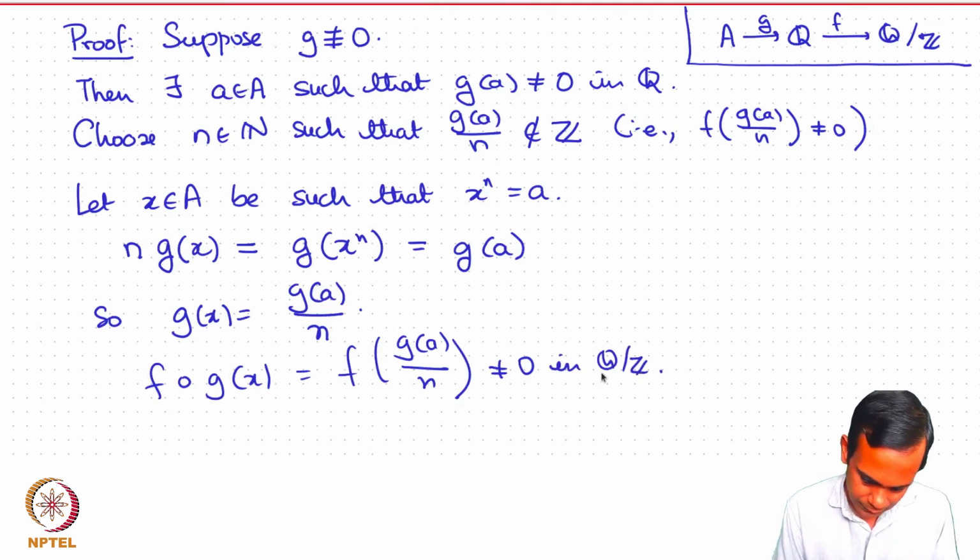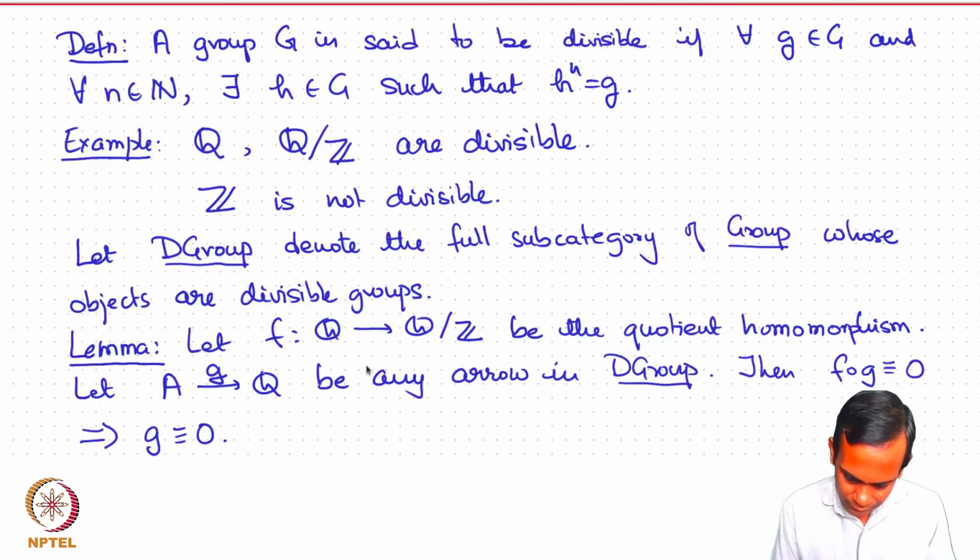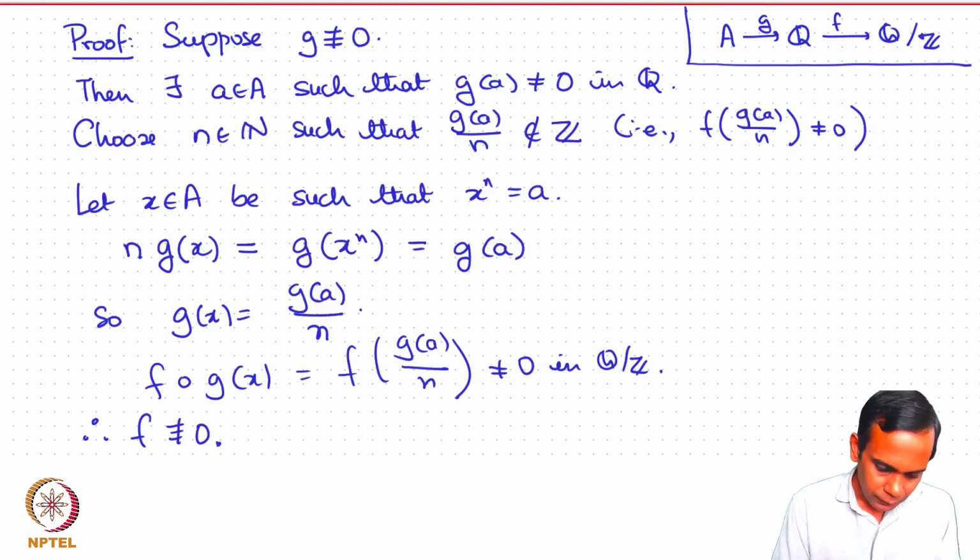Q mod Z. And therefore what we have is f is not identically 0 because we found a point on which f is not 0. And so what we proved is that if f circle g is 0, then g must be identically 0. This I claim is enough to show that f is a monomorphism.